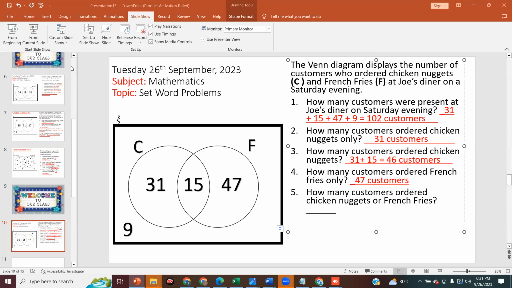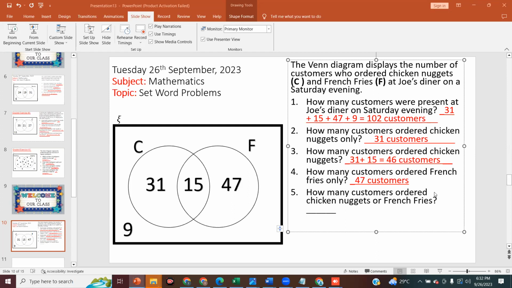Let me try it. What you think it is, Erica? I think it's 9 because chicken nuggets is 31, right? Fries is 47. If they order fries and chicken nuggets, it would have been 15. So I think it's 9 because they either order chicken or fries. No. Remember, I moved the word either. Chicken nuggets or fries. It still would have been probably 9. I mean, it's just a wild guess. You think it's 9? Okay.